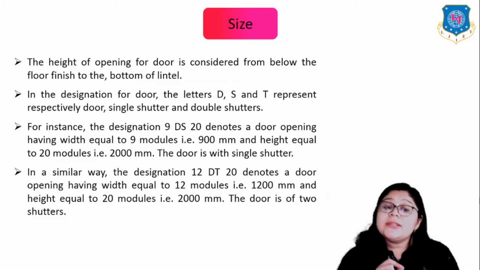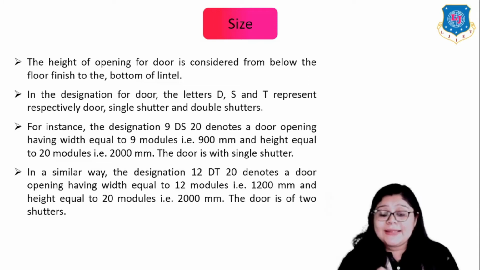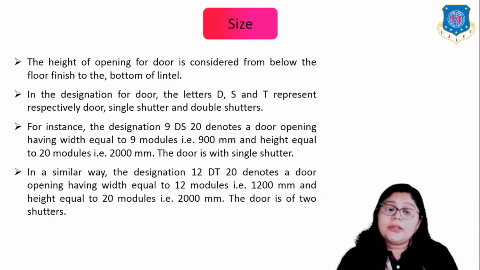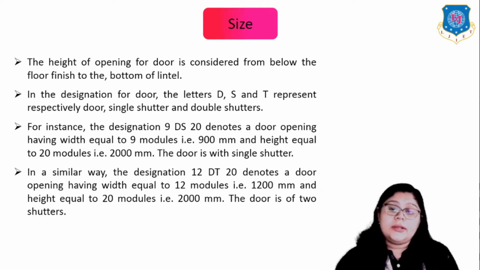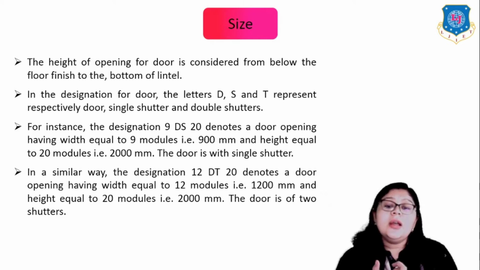The door is with a single shutter, while when I say 12DT20, it denotes 12 modules, which is 1200 mm, and height equal to 20 modules, which is 2000 mm, and here the door is of 2 shutters. That is why it is designated in such a way.